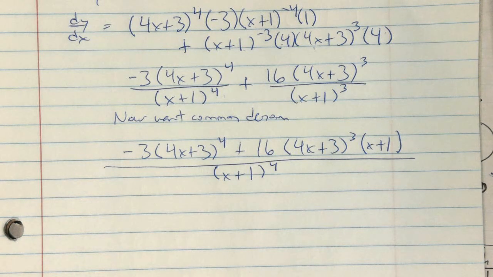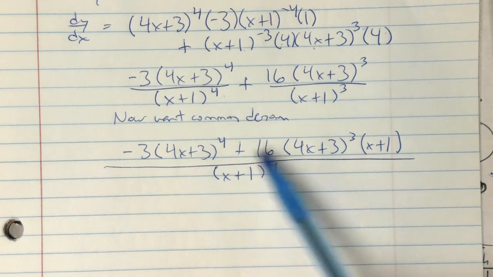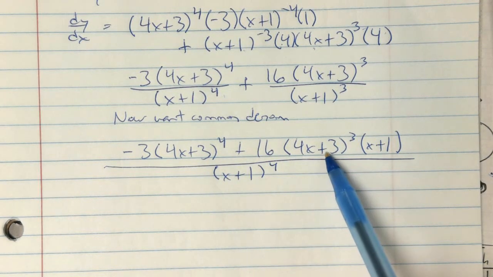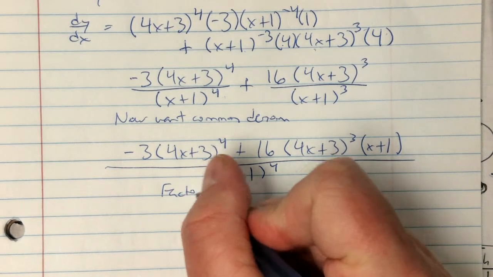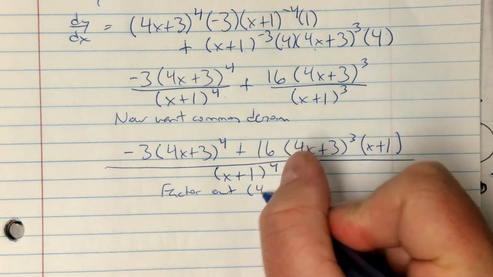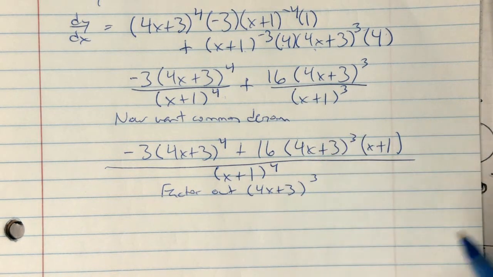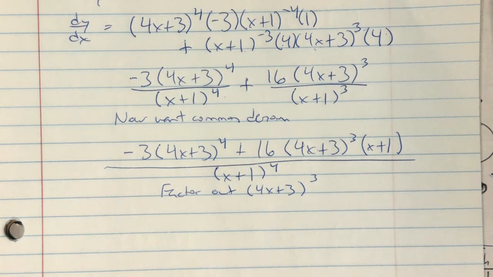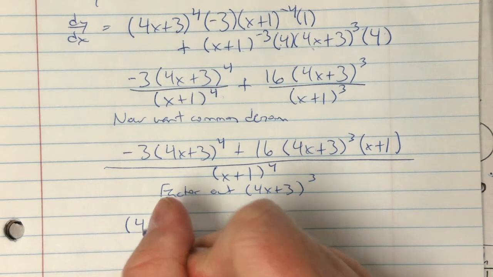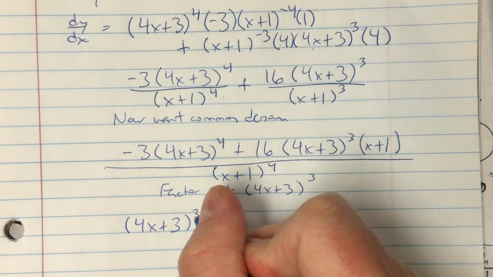Alright, this is really getting to where they're factoring out a bunch of things, reinforcing algebra concepts. Like this term and this term both have 4x plus 3 cubed, so we want to factor out 4x plus 3 cubed from these two terms, because that's your GCF. So we have 4x plus 3 cubed.